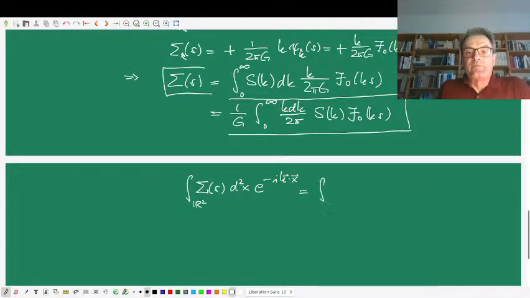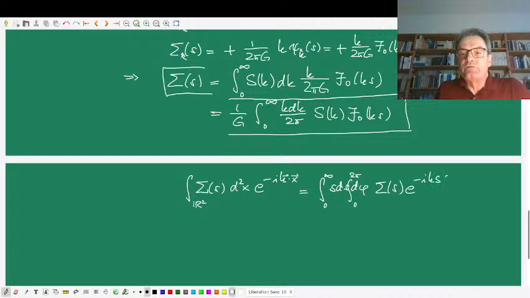Now, I'm going to introduce, as before, plane polar coordinates. So I'm going to write the surface element d2x as s ds d phi. And d phi will be integrated from 0 to 2 pi, and s will be integrated from 0 to infinity. All right, sigma of s, which of course does not depend on phi, and now I have e to the minus i k s cosine of the angle phi between the vectors x and k.